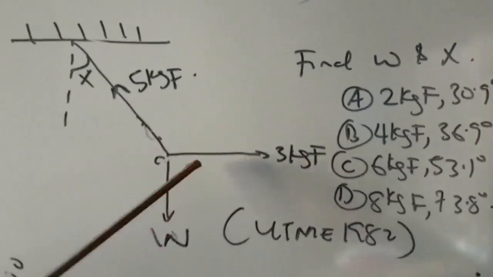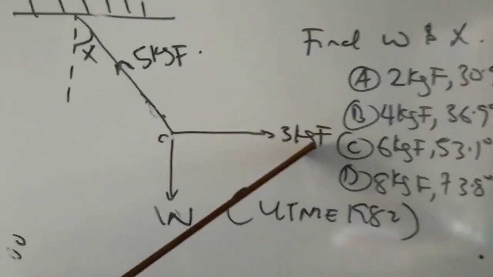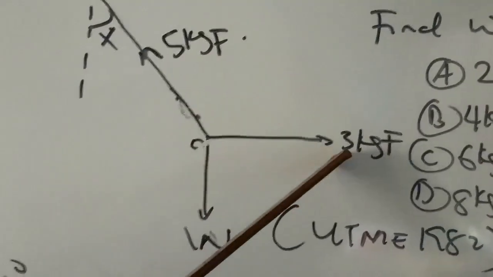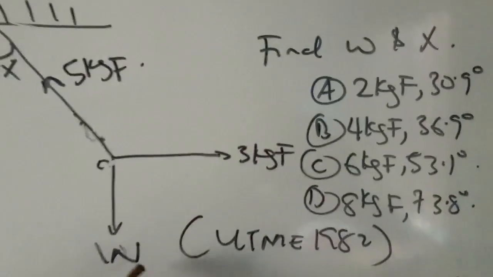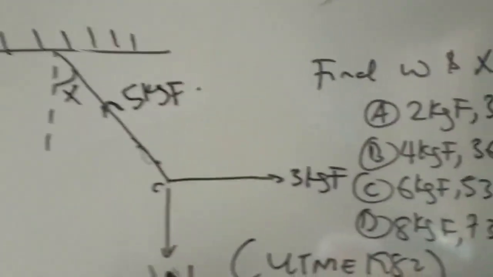We have a 3 kilogram force which is pulling, or which is keeping the 5 kilogram force and the weight in equilibrium, or at equilibrium rather. So we are asked to find W, that is the weight, and S. W represents the weight, while S represents an angle inclined to the vertical. And this is a UTME 1982 question.